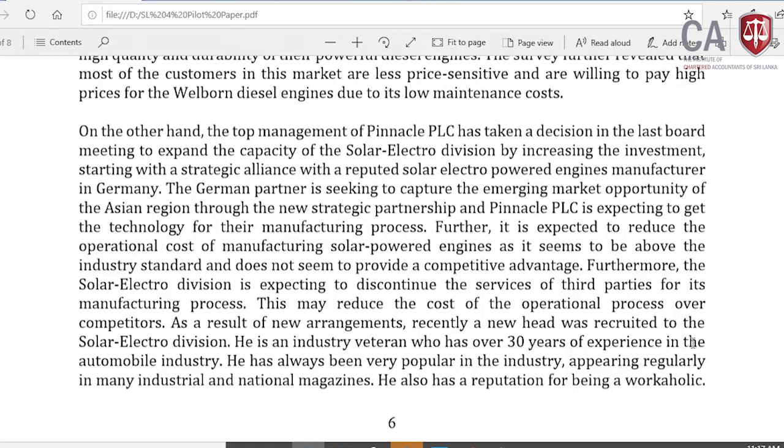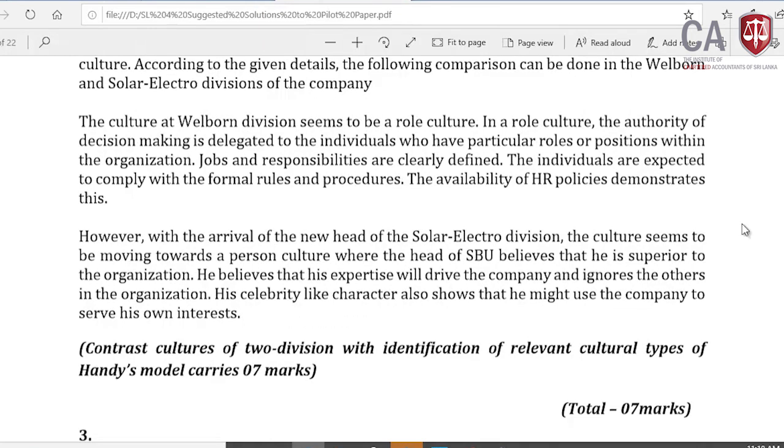Furthermore, the Solar Electric Division is expected to discontinue the service of third parties for its manufacturing process. That is the eliminate part. This may reduce the cost of the operation process over competitors. So, we look at the answer given also.